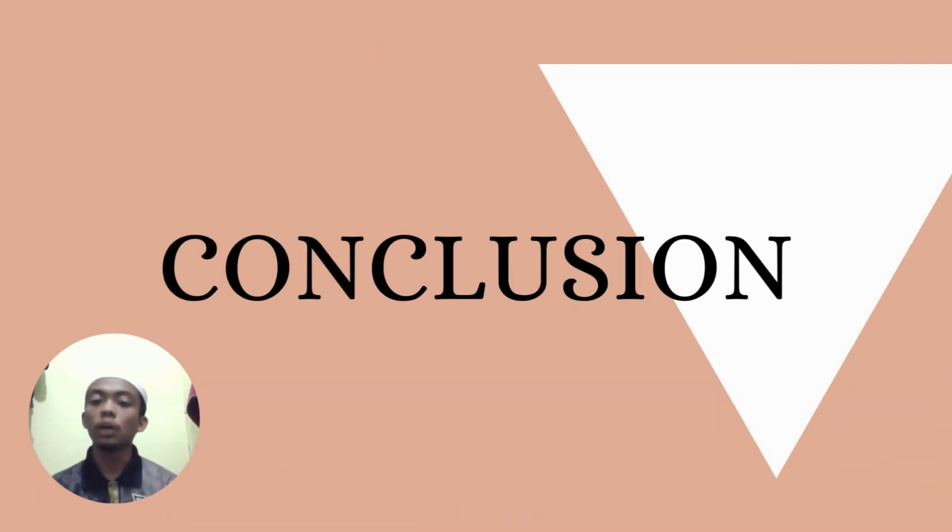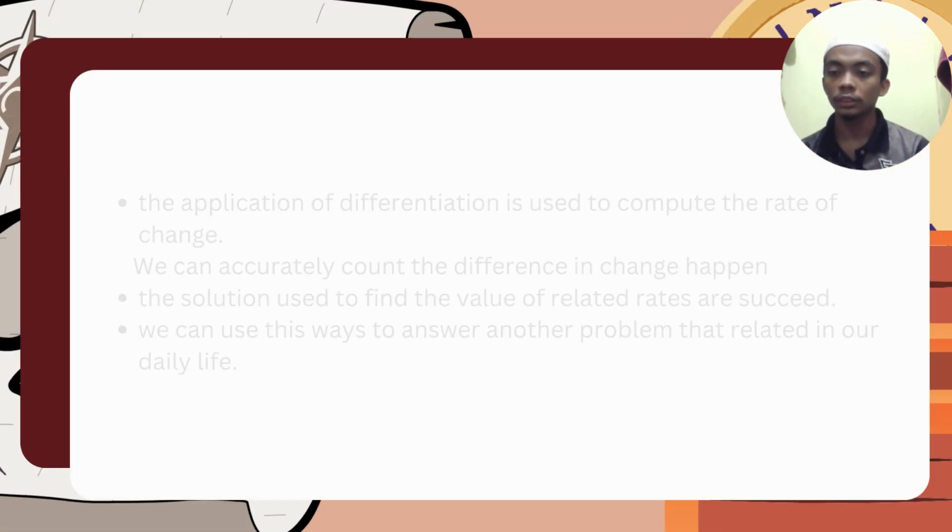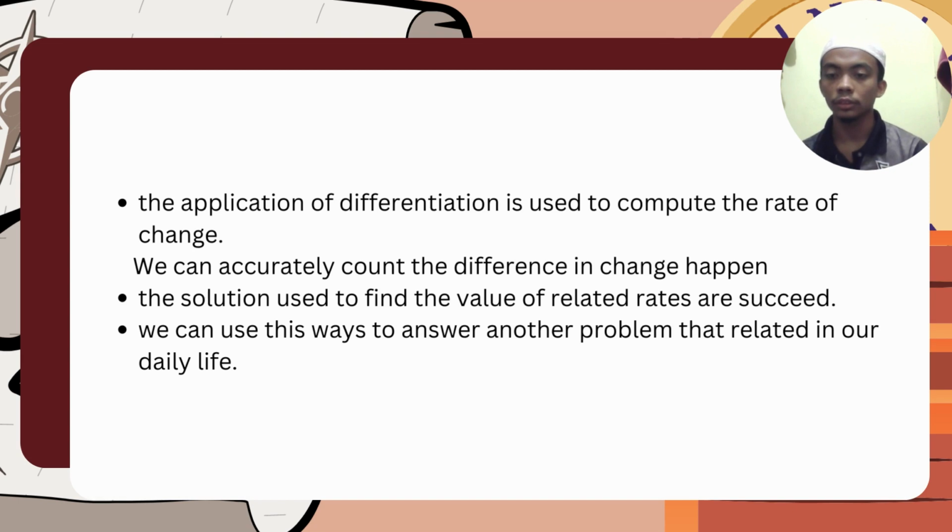Next, I will talk about our conclusion on our task page. For the first conclusion, the application of differentiation is used to compute the rate of change, so we can accurately count the difference in the change that happens. For conclusion 2, the solution used to find the value of related rates is successful. And lastly, we can use this way to answer other problems related to our daily life.